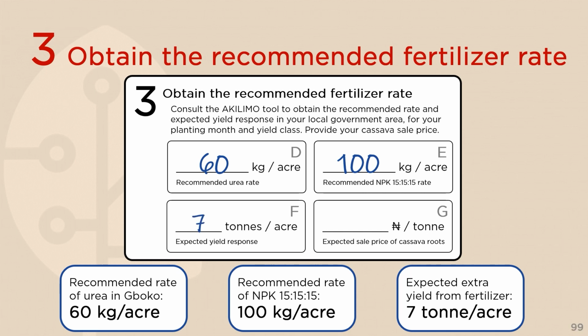At this point, you also need to provide the expected sale price of cassava roots in your area. Use your experience and make sure you provide a realistic price that you commonly obtain at the market where you sell your produce. This is the last piece of information needed to conduct a cost-benefit analysis. Let's assume as an example that you expect to sell cassava roots at 17,000 naira per ton.